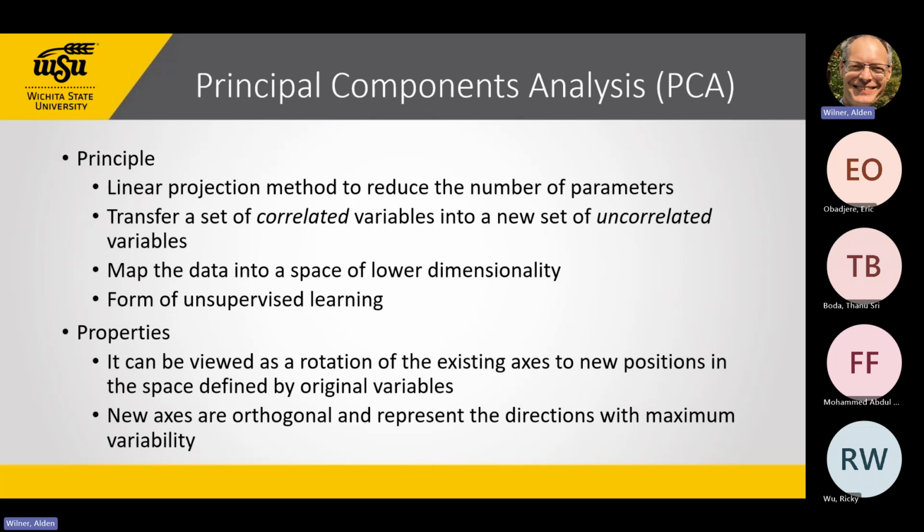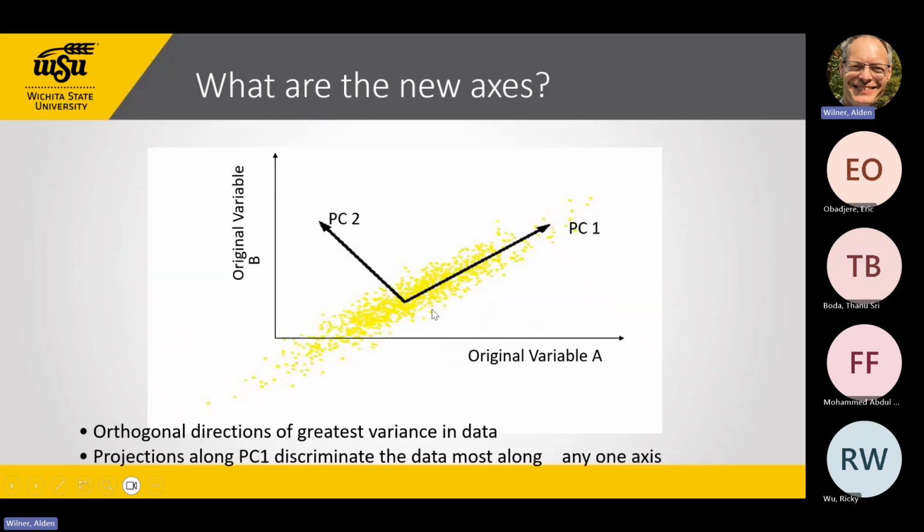It can be viewed as a rotation of the existing axes to new positions in a space defined by the original ones. The new axes are orthogonal and represent the directions with maximum variability. Here's an example, original variable A, original variable B. This is a two-dimensional example, so we're not seeing any reduction in dimensions here, but we are seeing that our original data is much more spread out along that axis. And then we find something that's roughly right angles to that, and that is our principal component 2, right?